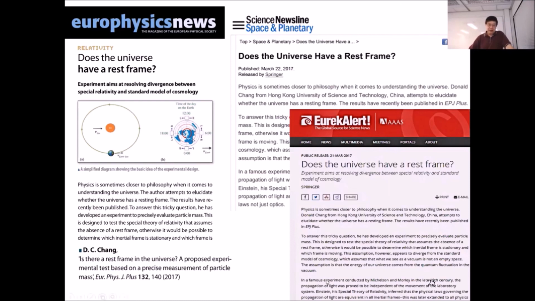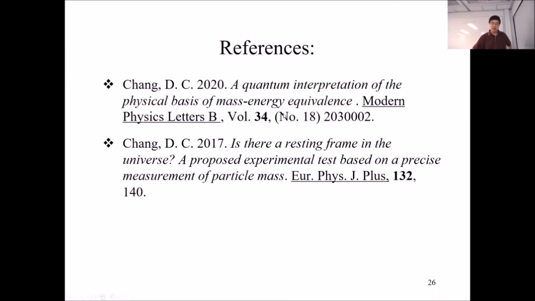This paper was published in the European Physical Journal, and it received quite a lot of attention because it deals with a very fundamental question. When my paper was published, it was reported in quite a number of scientific news media. For example, you can see it in Europhysics News, and also on the website of the AAAS, the publisher of Science magazine. For those who are interested in this experiment, you can read my paper. Here are the references. The first paper is about our discussion today, the physical basis of mass-energy equivalence, and the second paper is the proposed experimental test. Okay, well, thank you.